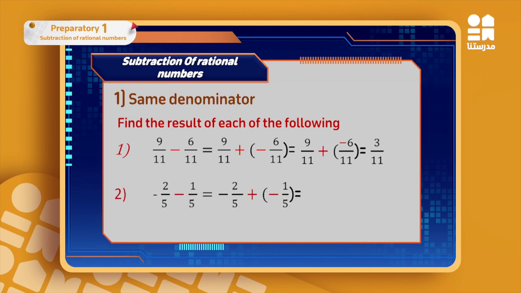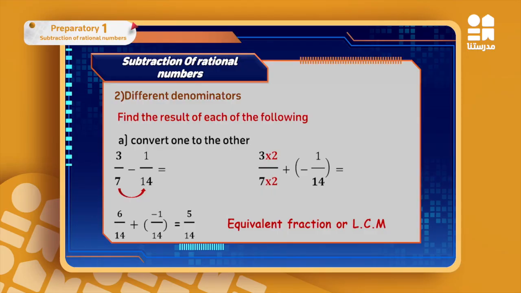The second one, negative 2 over 5 minus 1 over 5. Also, we have the same denominator, so I'm going to put it as it is. But here I have the same sign, negative 2 and negative 1. Same sign, add. So I'm going to put it as negative, then add 2 and 1, which is 3. So the final answer is negative 3 over 5. That's all about the first part, which is same denominator.